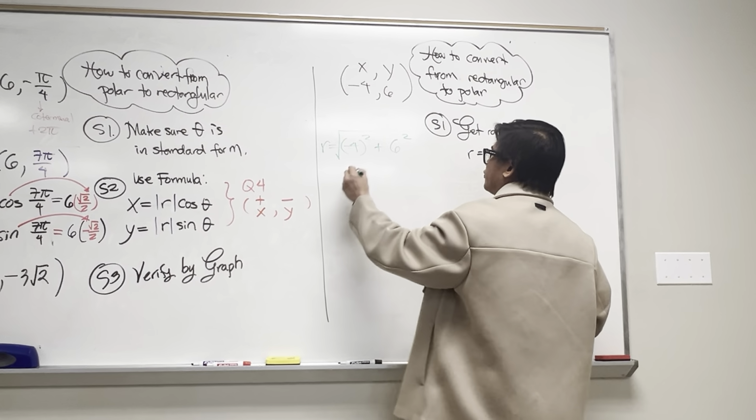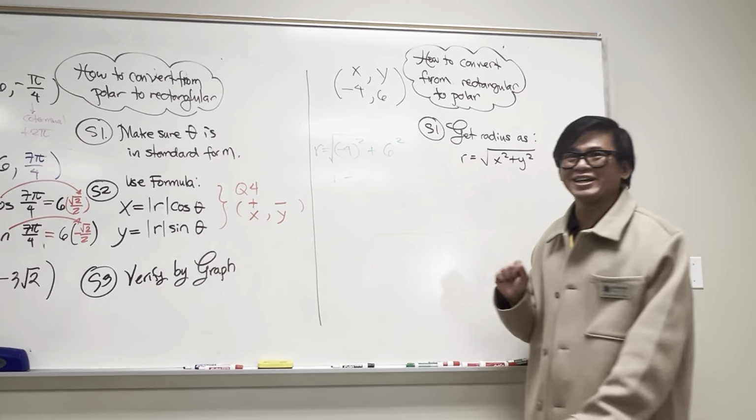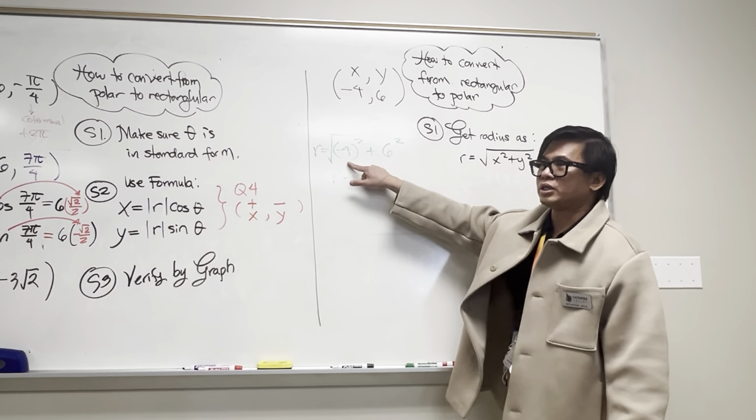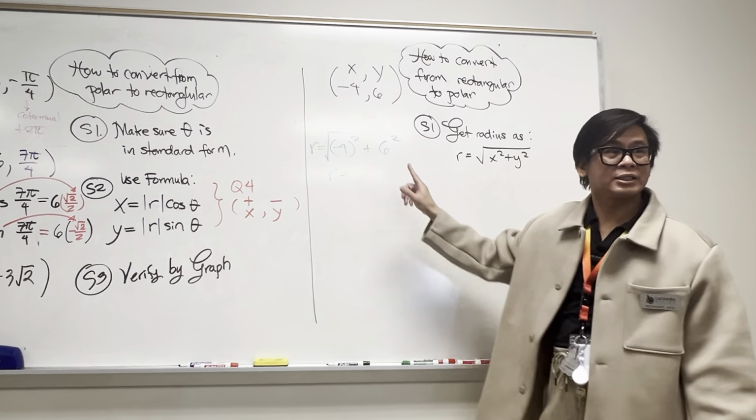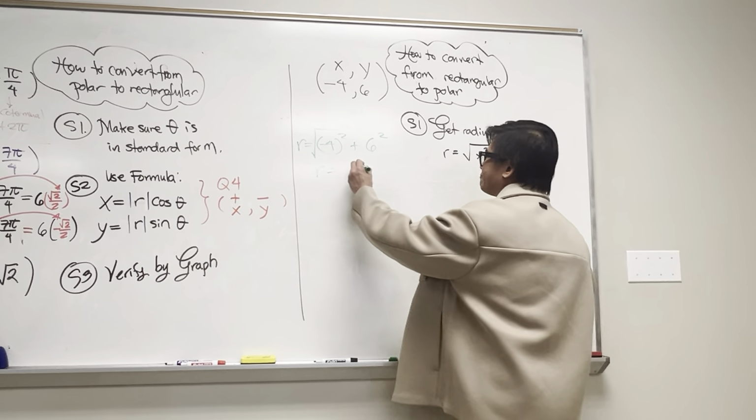Square root, by the way. Don't forget the square root. What do we get from here? Okay, so that's what? 16 and 36. So what's that? 16 plus 36. Calculator, guys. 16 plus 36. 52. Thank you.